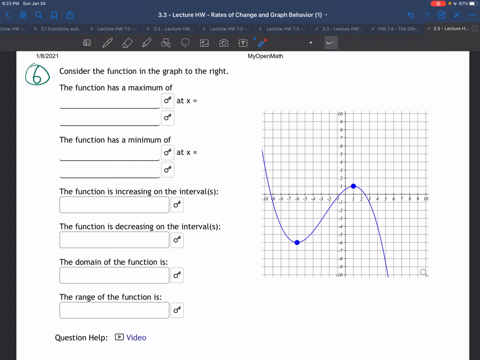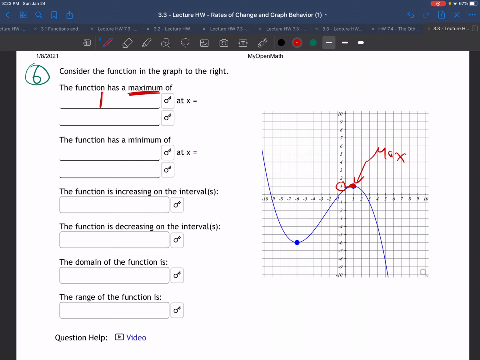Welcome to an example in which we are looking at this graph over here and try to answer a bunch of questions about mins and maxes and stuff. So first off, it says the function has a maximum. Well, here's its max right here. That's its max, its highest point. At least it's what we call a local max. It's a little max. And what is that max? How high does the graph get? 1. It has a maximum value of 1.